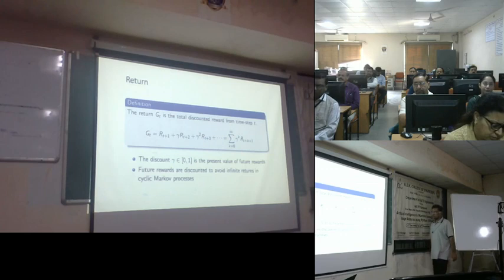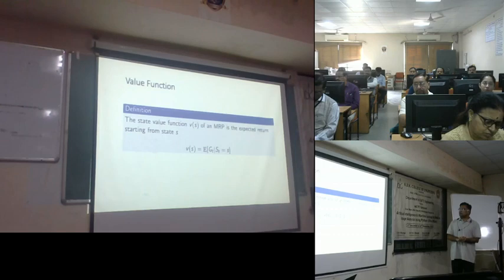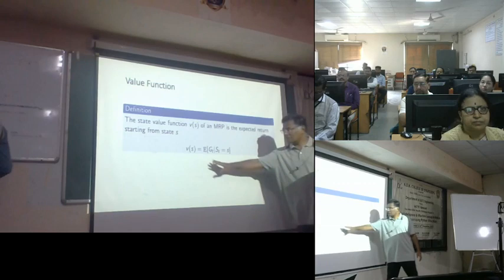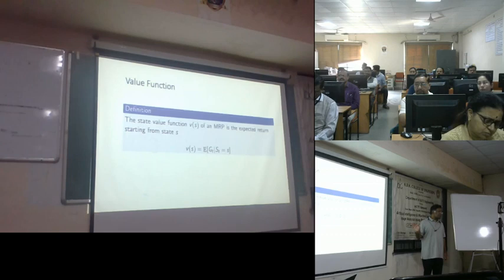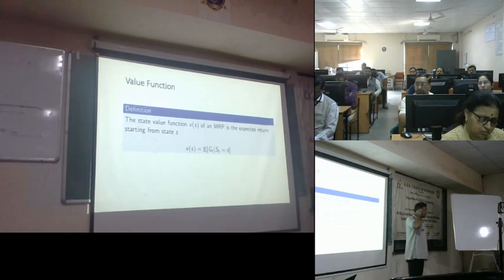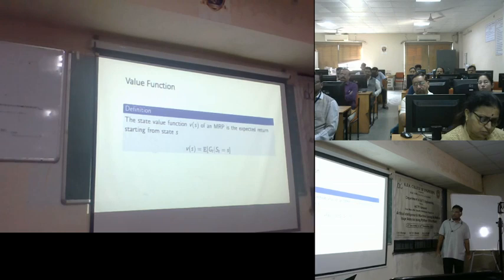So the value function of a Markov reward process is the expected return starting from state S. So if I am in a particular state, what is the expected reward I'm going to get? That is basically averaging over a very large sample space. That is what we are talking about. For a large sample space, what is the average reward I will be getting? Okay. So that is defined by Vs.